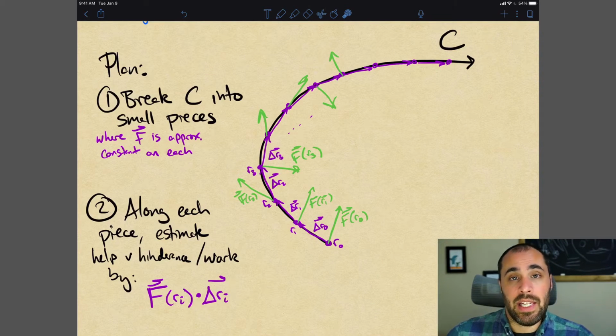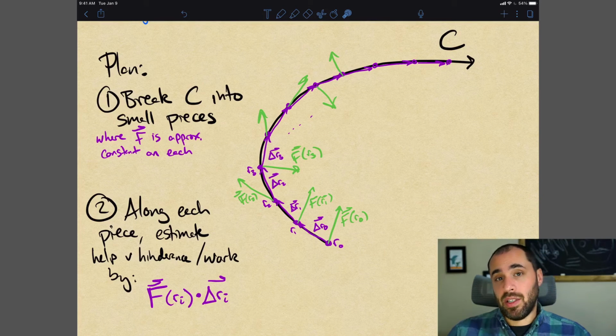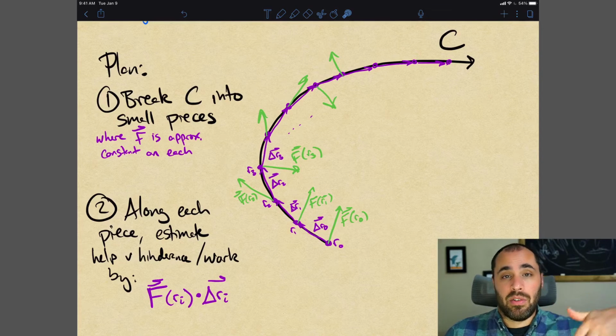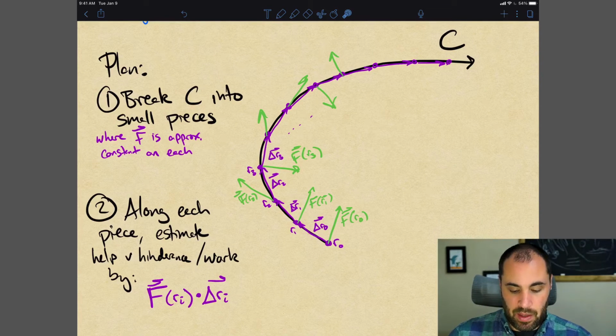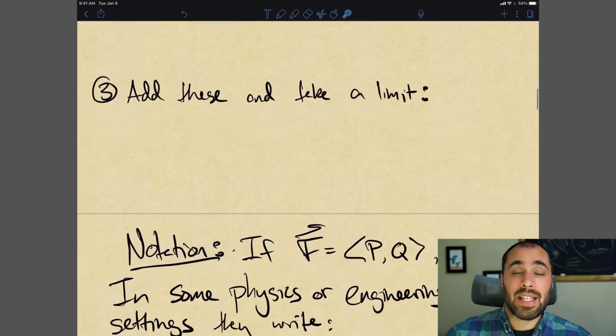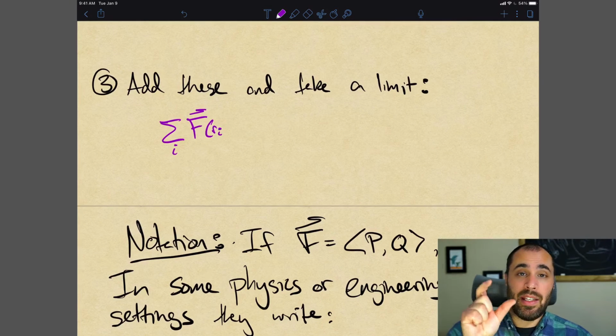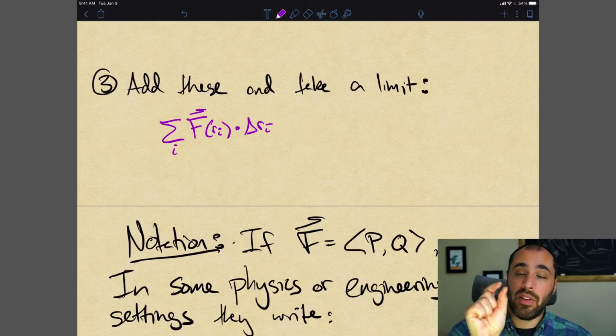And we can do that for each of these pieces, how much work is done to get us from R0 to R1, from R1 to R2, R2 to R3, and so on. And then the last step, just like for our other forms of integrals, is to add all these up. Well, actually, we'll add them up and take a limit. We'll let these subdivisions get smaller and smaller and smaller.